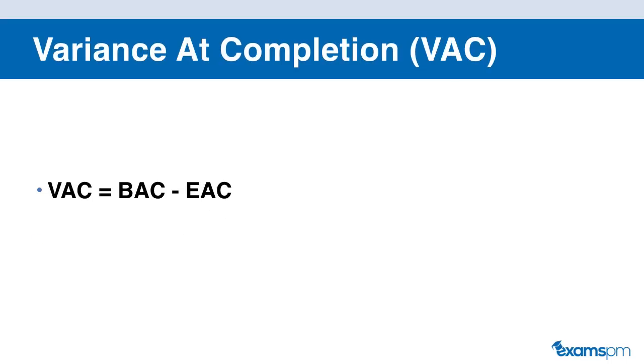Our next formula is variance at completion, or VAC. The variance at completion is the difference between your original budget at completion and the new estimation at completion that you calculated midway through the project.